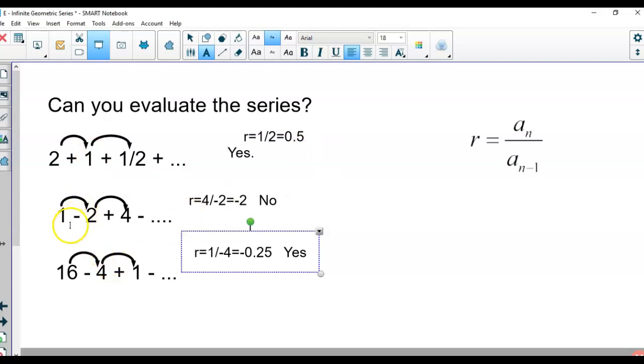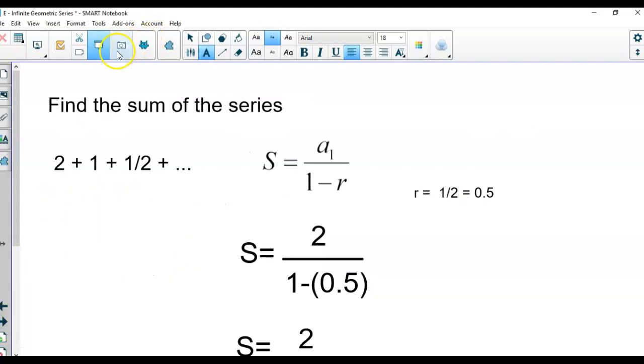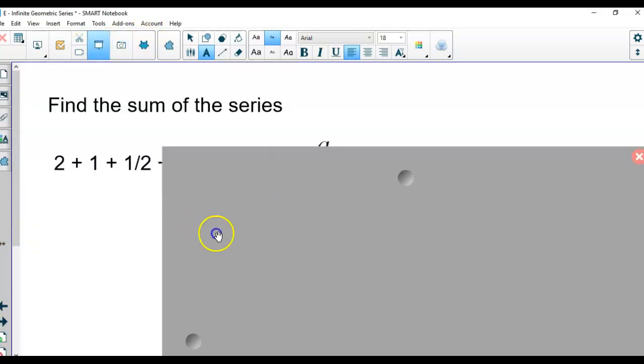Again, I'll just state it again. How do I know this is geometric? Well, -2 divided by 1 is -2, and 4 divided by -2 is also -2. So that common ratio is the same for both of these little humps. All right, moving on. Let's go and find the sum of the series now, or evaluate the series, okay?